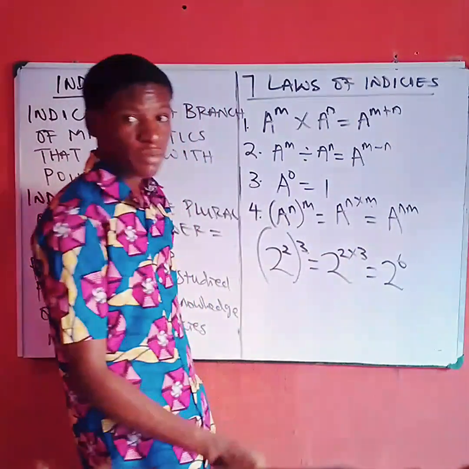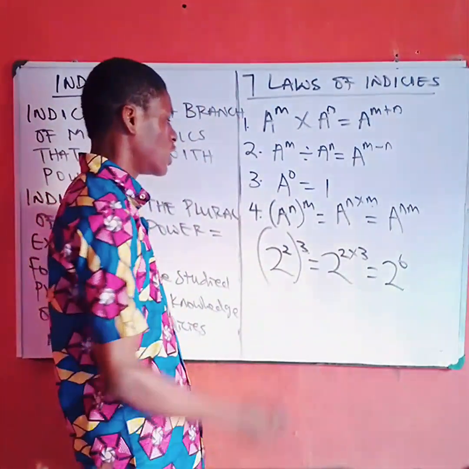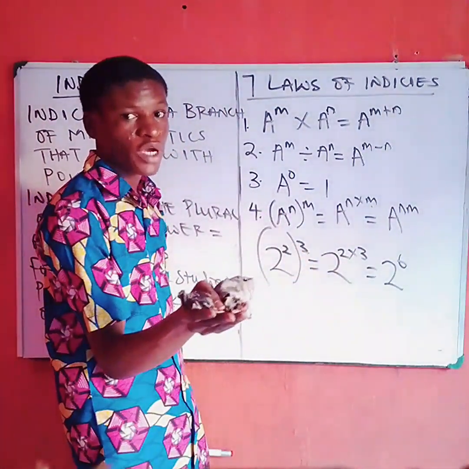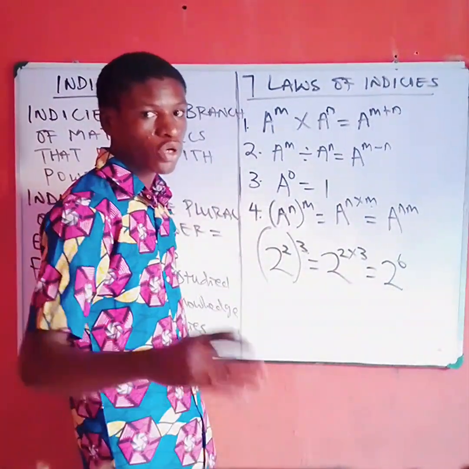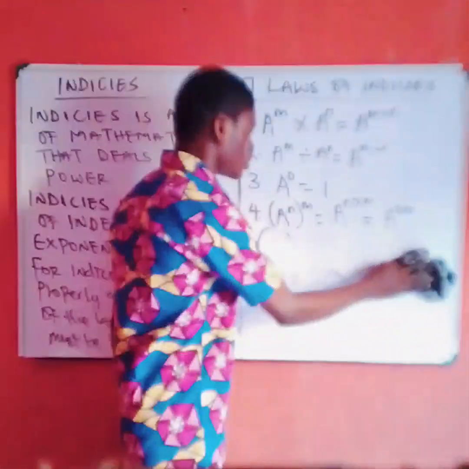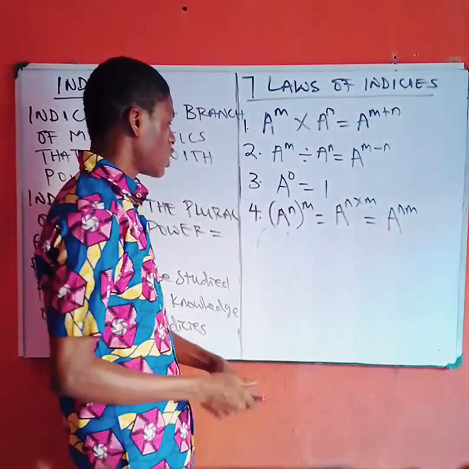The powers must multiply. When you have a bracket raised to a power, the powers multiply. All the maths, so we multiply.